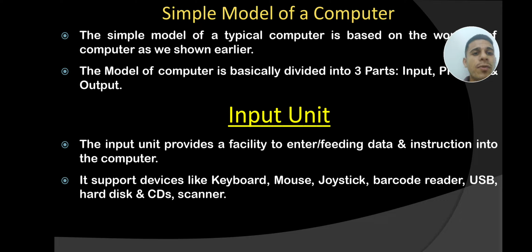Next, it supports devices like keyboard, mouse, joystick, barcode reader, USB, hard disk, CD and scanner. Right? These are all the input units or devices which can be used whenever we are working with the computer. Out of which, keyboard and mouse you are all familiar with, what the working of keyboard is and what the working of mouse is. But if we talk about the joystick, barcode reader, USB, hard disk, CD, scanner, it might be possible that these devices are new for you.